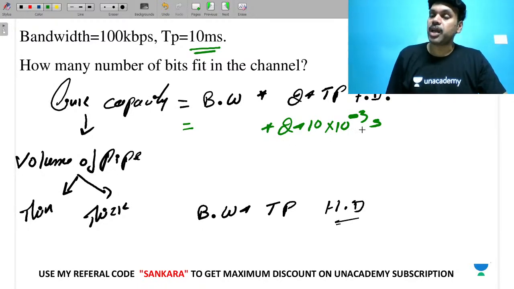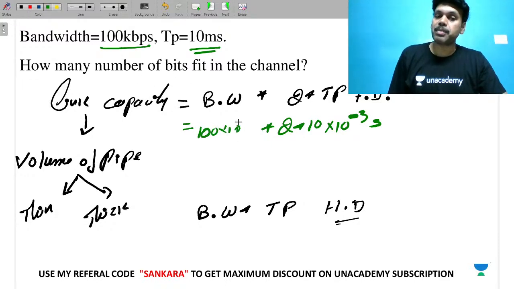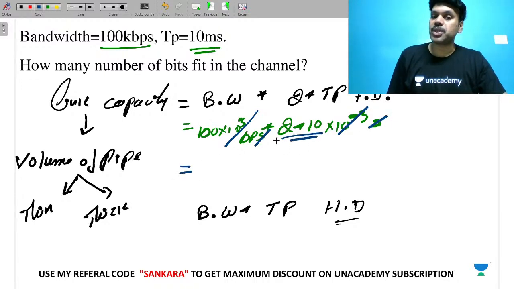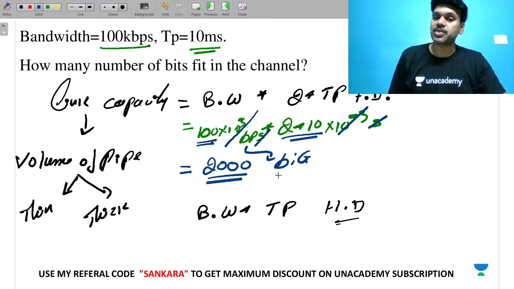So 2 into 10 ms is nothing but 10 into 10 power minus 3. And your bandwidth is 100 into 10 power 3 bits per second, because your kbps I can write in the form of 10 power 3. Now the 10 power 3 cancels, the second cancels. What is the rest of the thing? 2 into 10 into 100. So 2000, and bits remain. So you can say your answer is what?